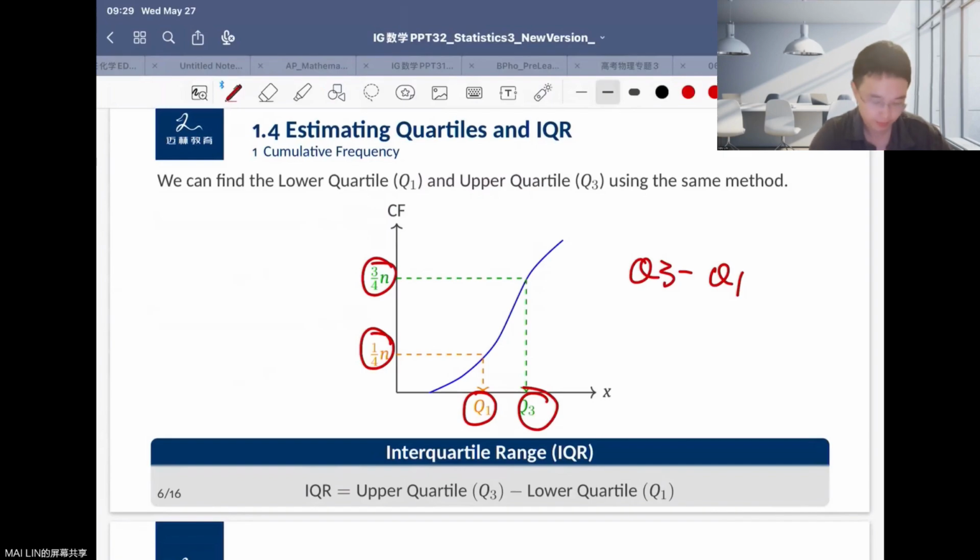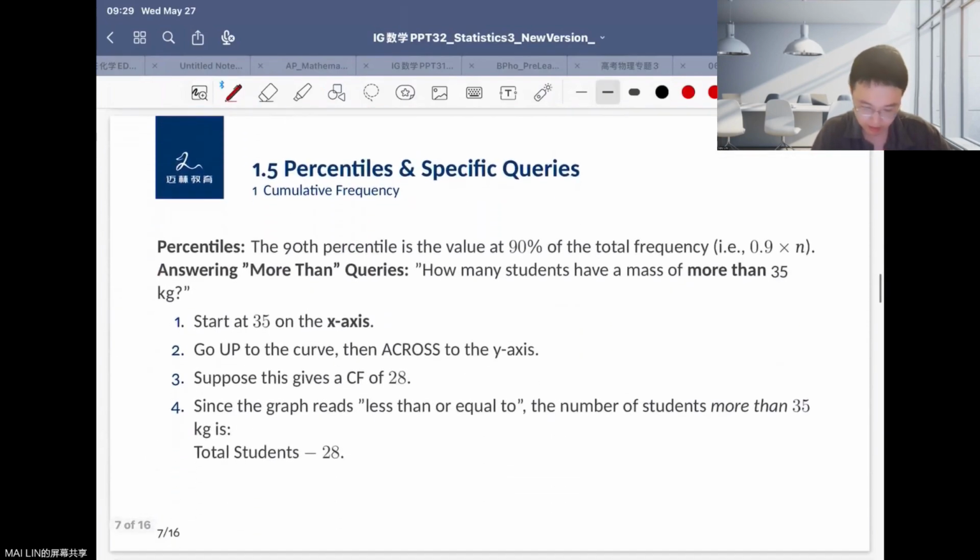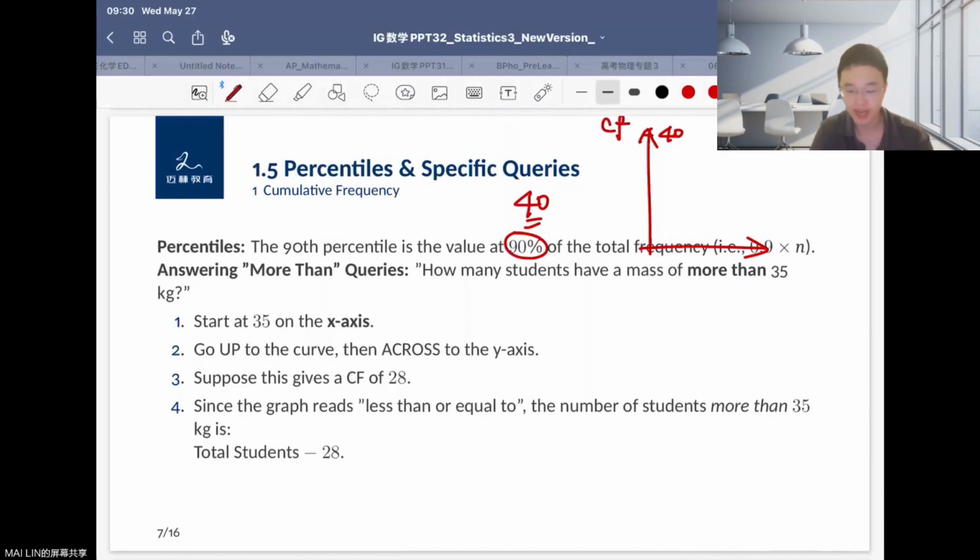Okay, so let's move into the next part about percentiles and specific occurrences. Maybe the question is asking us to calculate the 90th percentile. That means the value at 90% of the total frequency. Maybe for 40 cumulative frequency right here, the 90th percentile means 40 times 90%, that is 36.